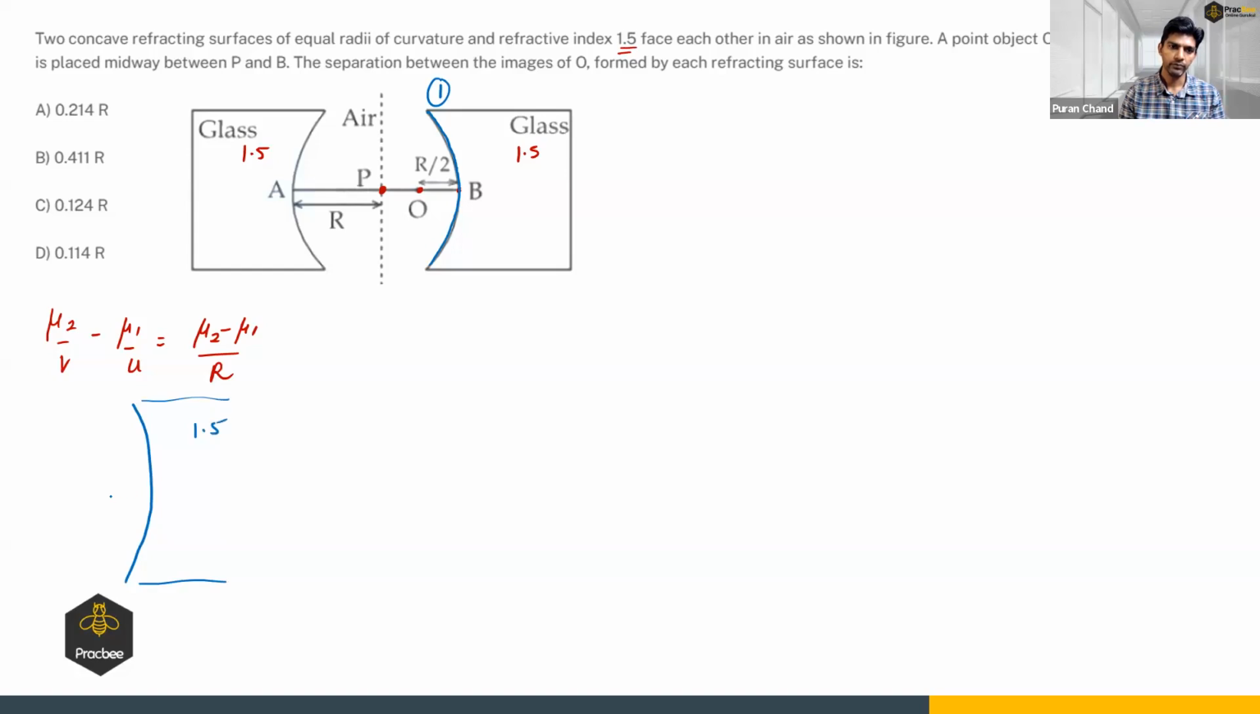Here we have 1.5 and there is an object. Now the distance of the object from the center of the interface is R by 2. Rays are going in the right direction, right? So what is u in this case? Who can tell me what is u?